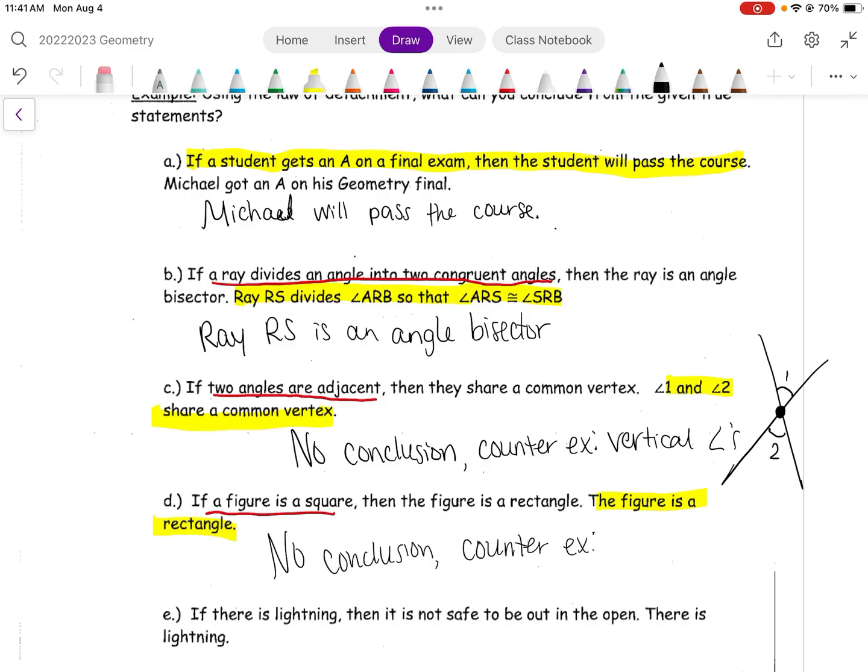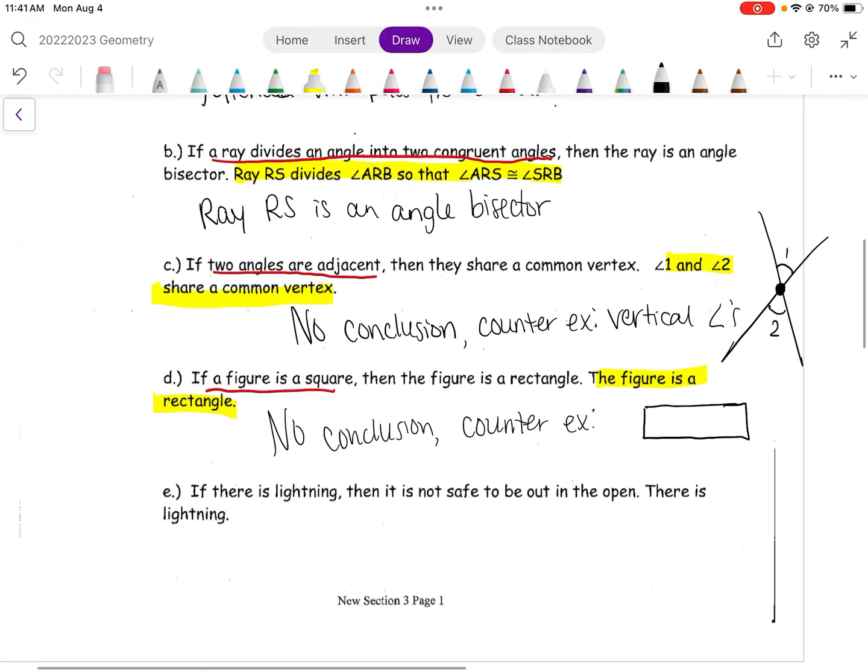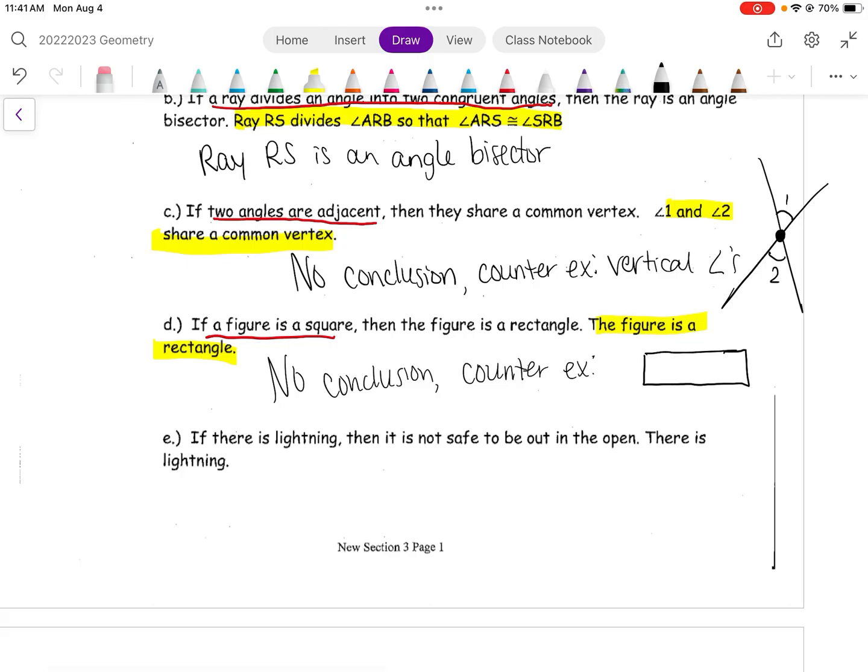It says the figure is a rectangle. That doesn't mean it's a square. Just because a figure is a rectangle doesn't mean it's a square. So there's my counterexample. I just drew a rectangle, it's not a square. Kind of goes back to that thing you probably learned way back when. A square is always a rectangle, but a rectangle is not always a square.